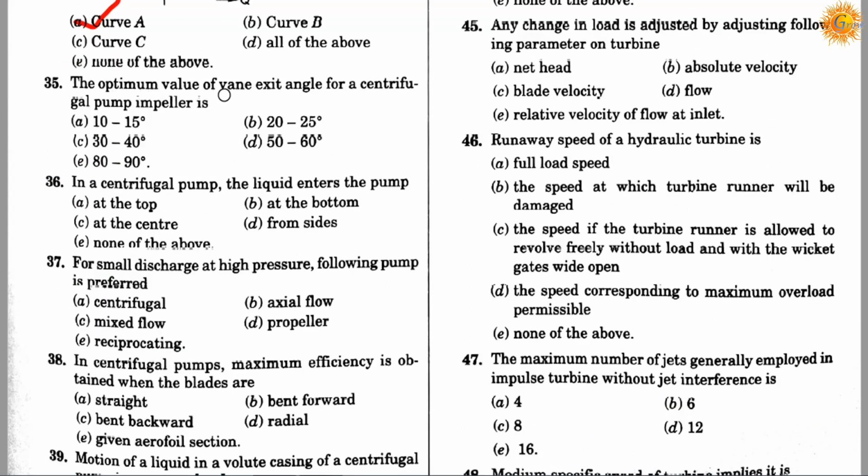Question number 35. The optimum value of vane exit angle for a centrifugal pump impeller is: option A 10 to 15 degrees, option B 20 to 25 degrees, option C 30 to 40 degrees, option D 50 to 60 degrees, option E 80 to 90 degrees. Correct answer is B. It will be 20 to 25 degrees.